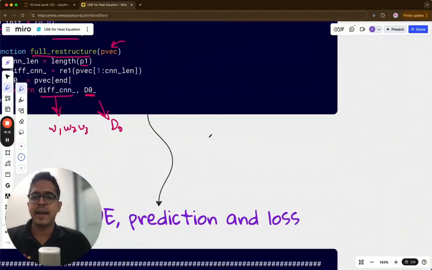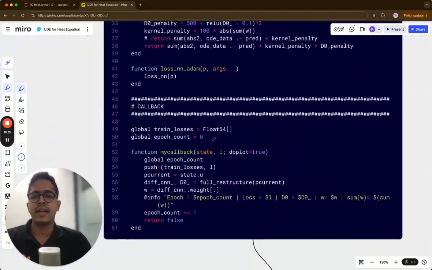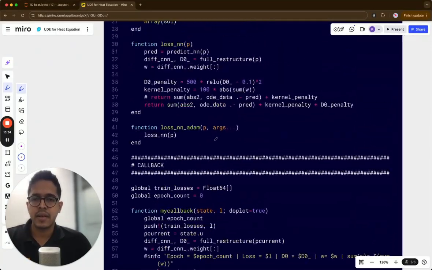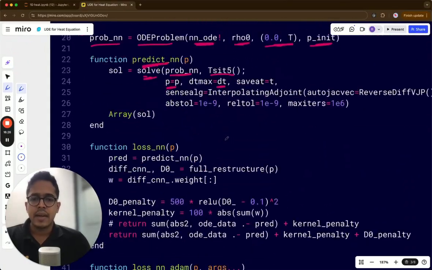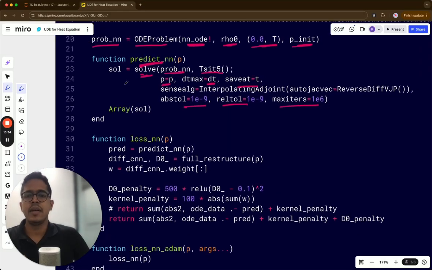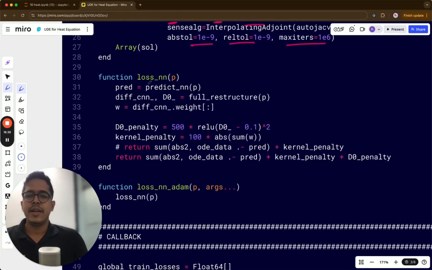You can make it finer also, but what I have seen is that it takes a long time to run the code. The shorter the t is, obviously. Then we have absolute tolerance, relative tolerance, max number of iterations, and you are saving at certain time points. So this is the function for that. Then you are defining the loss.